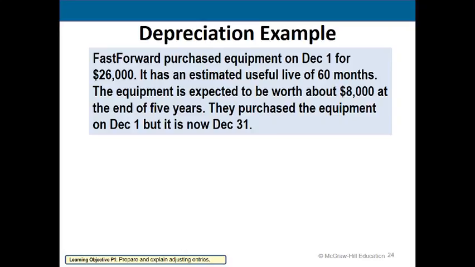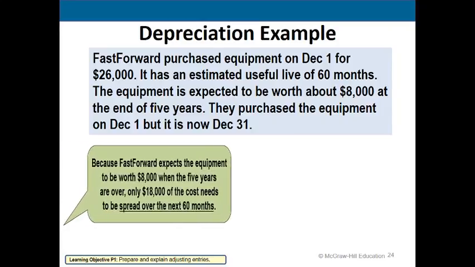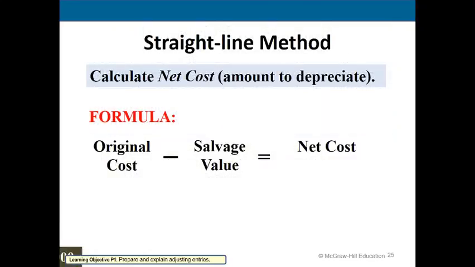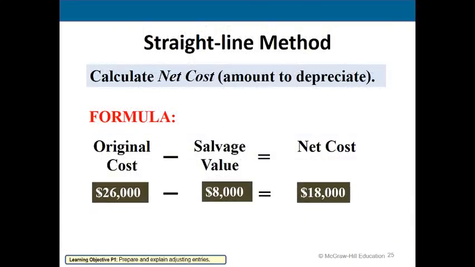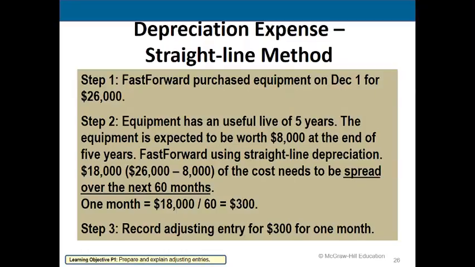And so what they're going to do is calculate the monthly depreciation expense. So they're going to take the 26,000 minus the expected salvage value, so that's 18,000, and divide it by 60 months to come up with $300 per month. And so at the end of December, you're going to debit depreciation expense.